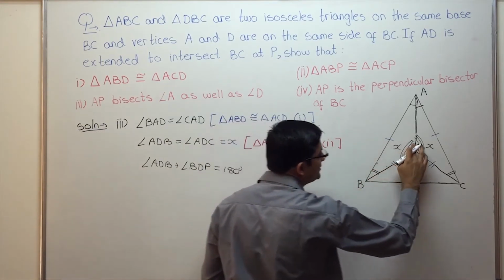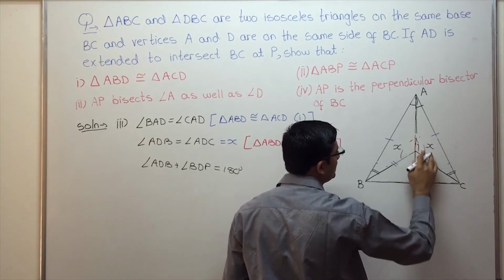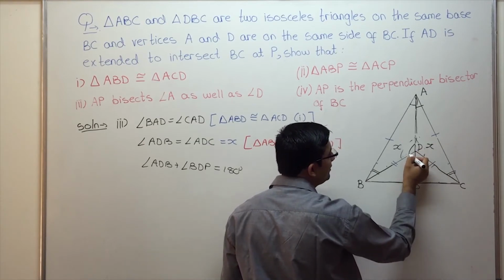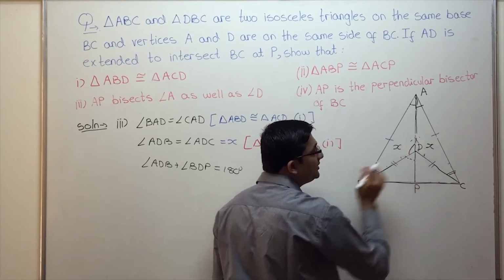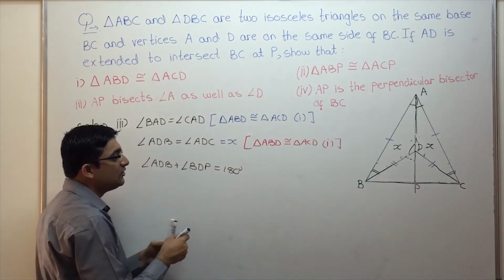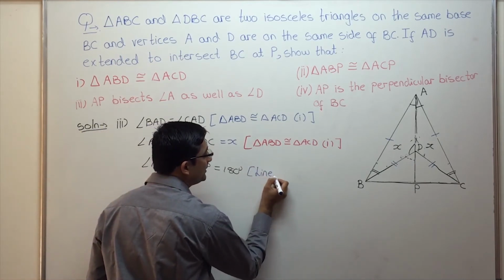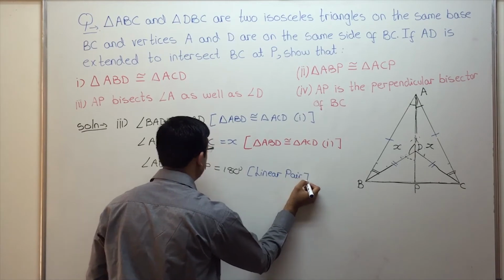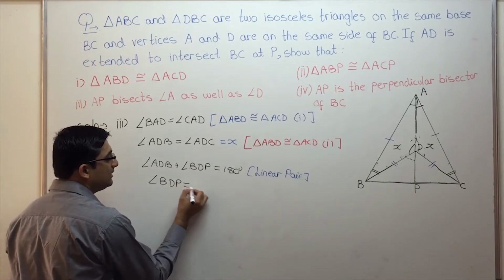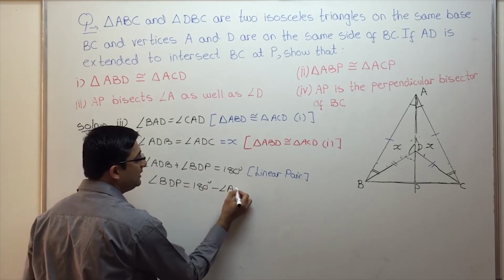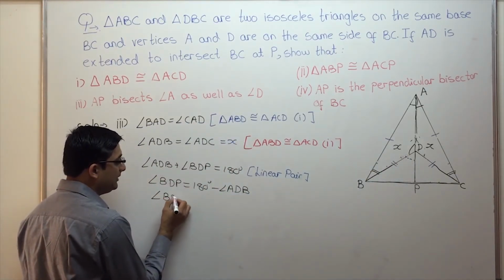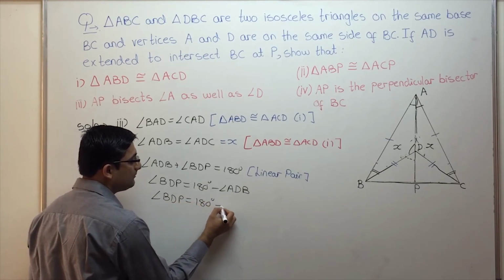I'll remove these three lines to avoid confusion. See, I want you to look at this angle over here and this angle over here. So basically these two angles form a linear pair. So angle ADB plus angle BDP is equal to 180 degrees. What is the reason? They form a linear pair, right? So we can get the value of angle BDP from here. What is angle BDP? Angle BDP is 180 degrees minus angle ADB, right? And what have we assumed angle ADB to be? To be x. So I'll say angle BDP is equal to 180 degrees minus x.